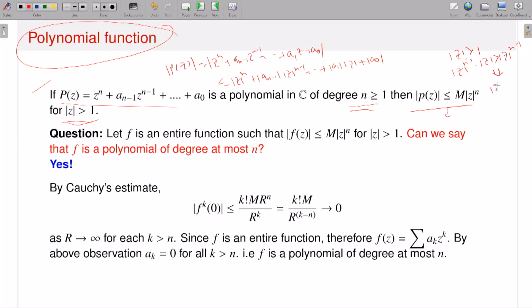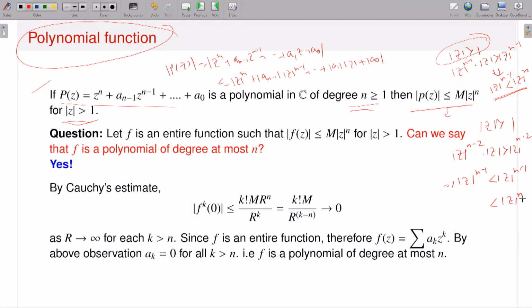This implies mod z to the power n minus 1 is strictly less than mod z to the power n, because I am just multiplying mod z to the power n minus 1 on both sides of this inequality. Similarly, since mod z is greater than 1, you multiply both sides by mod z to the power n minus 2. So mod z to the power n minus 2 is less than mod z to the power n minus 1, and mod z to the power n minus 1 is also less than mod z to the power n.